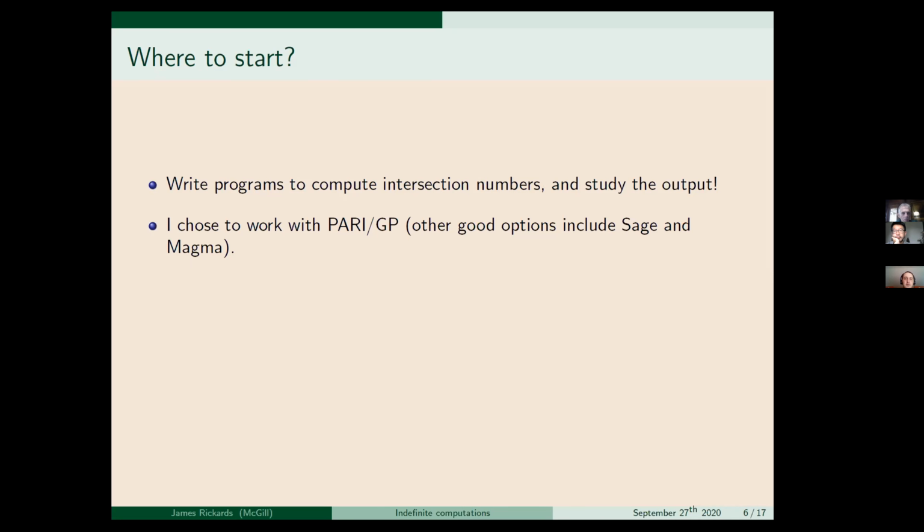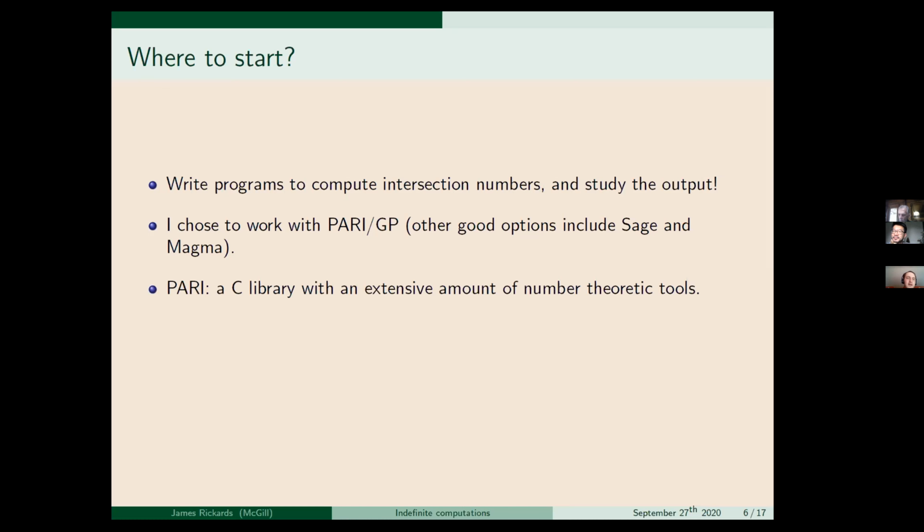Sage and Magma are also options. The nice thing with Magma is they have a lot of stuff to do with quaternion algebras in them, whereas PARI doesn't have that much to deal with quaternion algebras specifically. But Magma is not free, and when I started, McGill didn't have Magma, so that wasn't even an option to me. Well, we had I think a 15-year-old copy on some computer somewhere, but yeah.